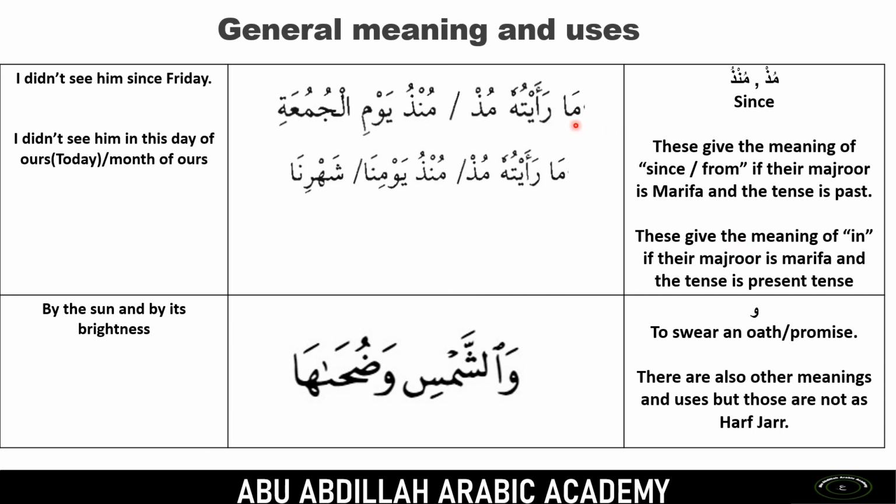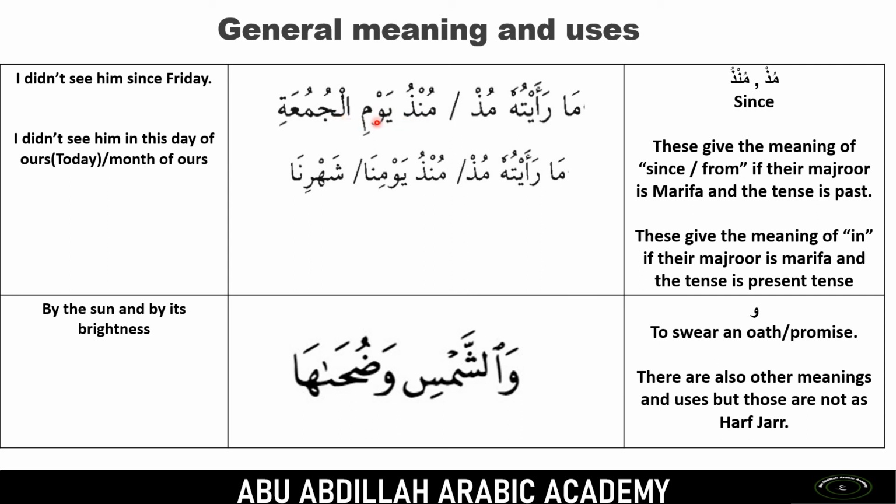The first example is ma ra'aytuhu mud or mundu yawmil jumu'ati. Ra'a means to see. So ma ra'aytuhu, that is I did not see him, mundu yawmil jumu'ati, since the day of Friday or since Friday. So I did not see him since Friday. Here it gives the meaning of since, because Yawmul Jumu'ati is in the past tense, or that is something which has passed.